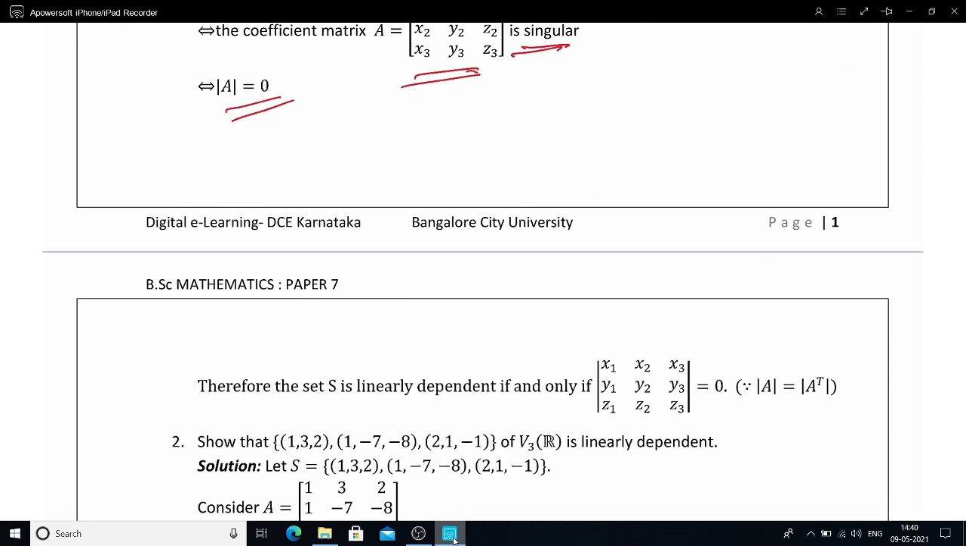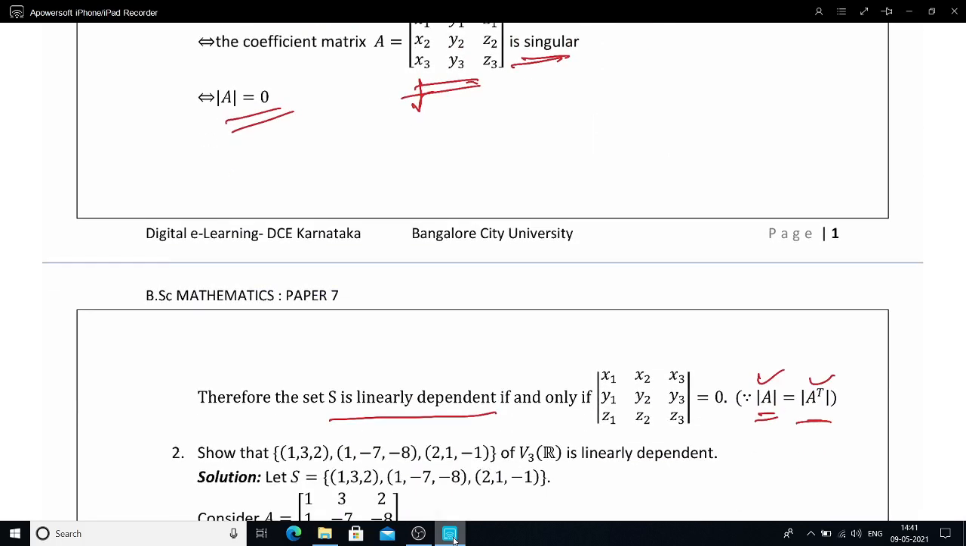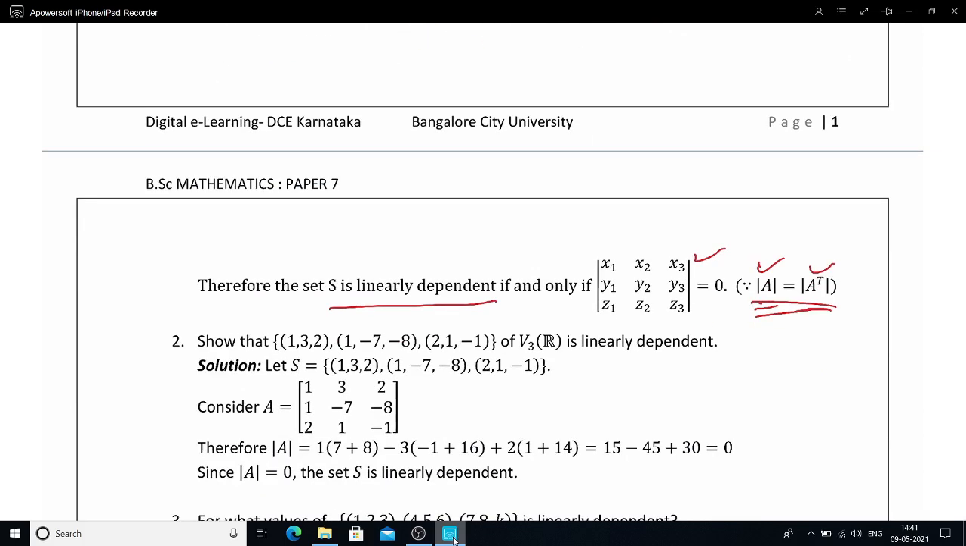This shows that the set containing vectors is linearly dependent if and only if the determinant containing the vectors x1, x2, x3, y1, y2, y3, z1, z2, z3 is 0. Remember, the determinant of A is equal to the determinant of the transpose of A. Therefore, here we see x1, x2, x3 in the first column, and here we see x1, x2, x3 in the first row. Since both are equal, the value remains the same.